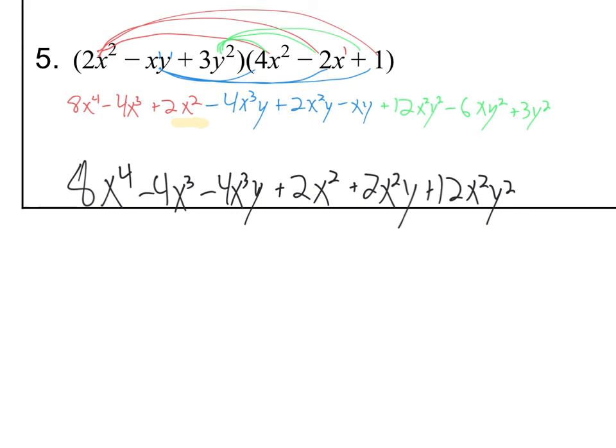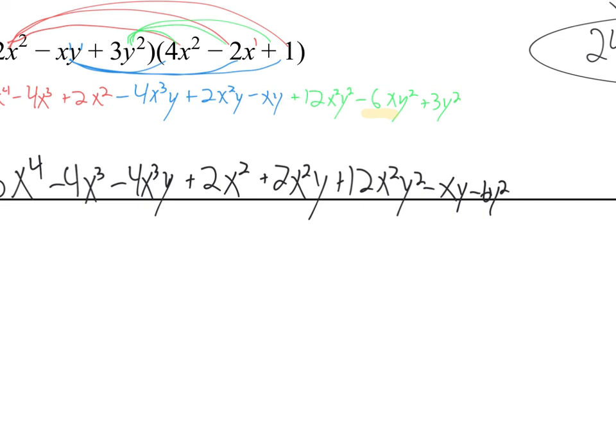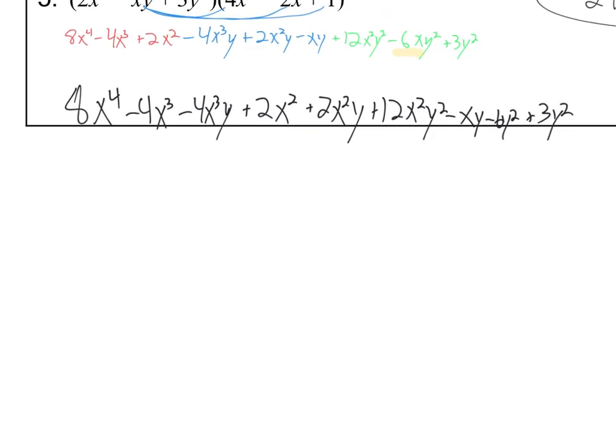Now I'm going to look for things that have a plain old x. So we've already used this guy, I've got a negative xy and a negative 6xy squared. So negative xy and negative 6xy squared. And now maybe a term that does not have an x at all, which would be that last term, the 3y squared. So turns out in this one, there are no like terms. Lovely. No like terms that could have been combined.